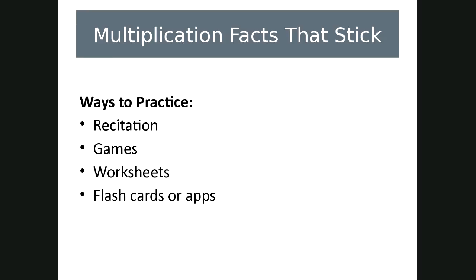One way that's kind of fallen out of favor, but I find super effective, is plain old recitation. So saying 1 times 4 is 4, 2 times 4 is 8, 3 times 4 is 12, and having your child recite the table that you're working on. One of the main benefits of that is that, of course, your child is hearing it and saying it, so you're using a different learning style.